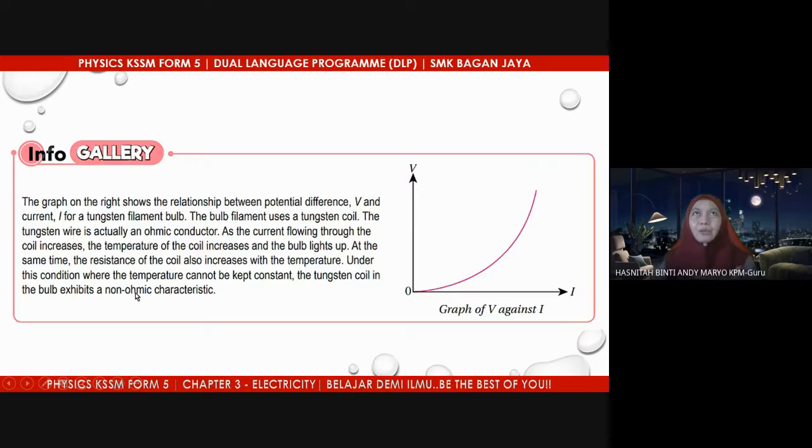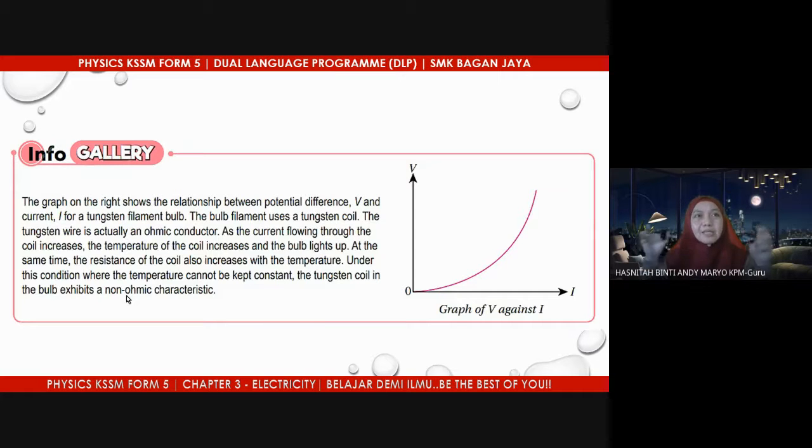This you can observe in a light bulb. If you look at a lamp, the longer it is on, the hotter it becomes. The longer you light up the bulb, the hotter it becomes. It means the temperature inside the wire increases. So that's why the wire becomes a non-ohmic conductor.